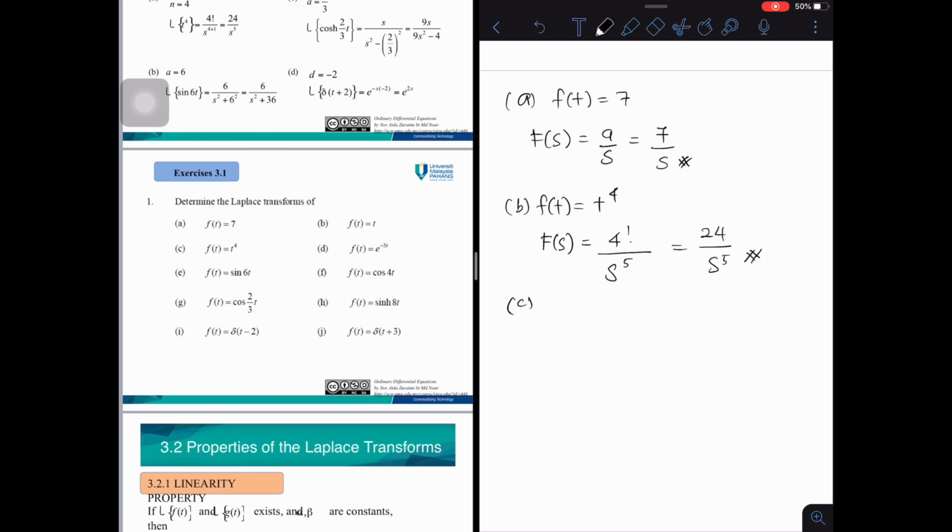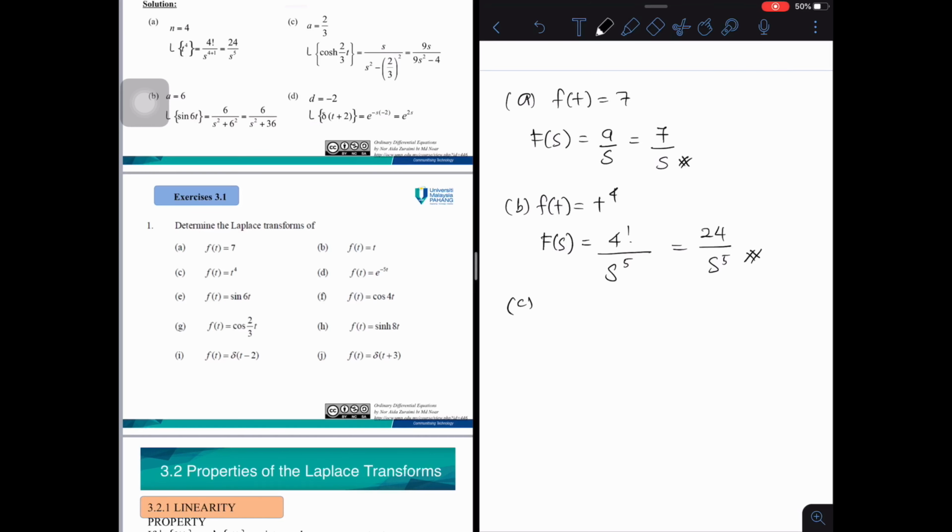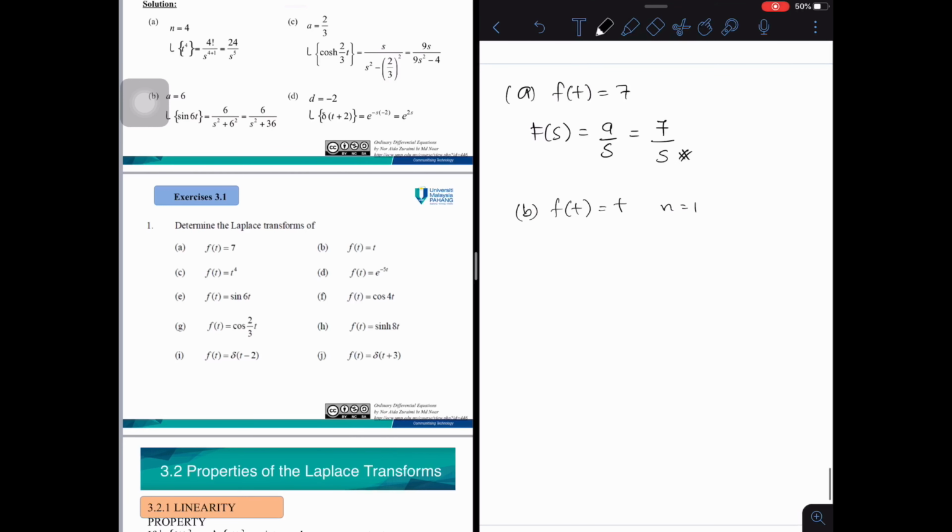Oh sorry, I go downward like this, I go from A to I. So let's correct it. Our B is f(t) equal to t, where t to the power of 1, therefore our n is equal to 1. So to find F(s), you have the formula 1 factorial over s to the power of 1 plus 1, equal to 2. 1 factorial is equal to 1, therefore you have 1 over s squared.